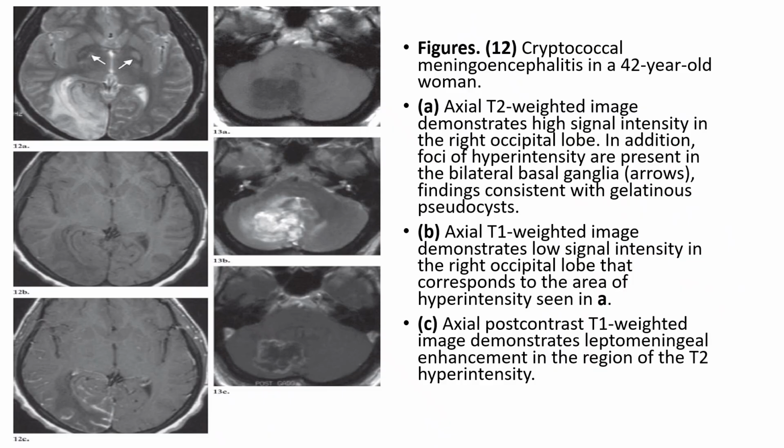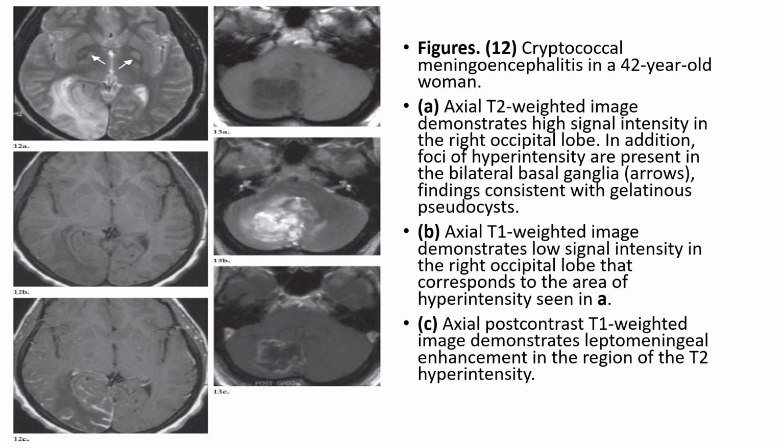Here we can see cryptococcal meningoencephalitis in a 42-year-old woman. First image, axial T2 weighted image demonstrating high signal intensity in the right occipital lobe. In addition, foci of hyperintensity are present in the bilateral basal ganglia, findings consistent with gelatinous pseudocysts.